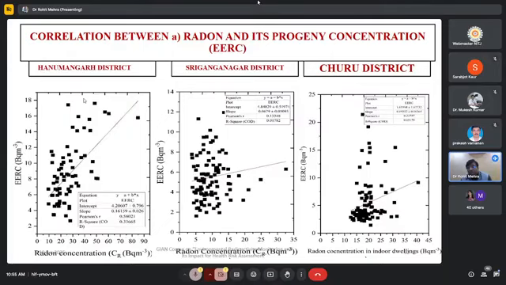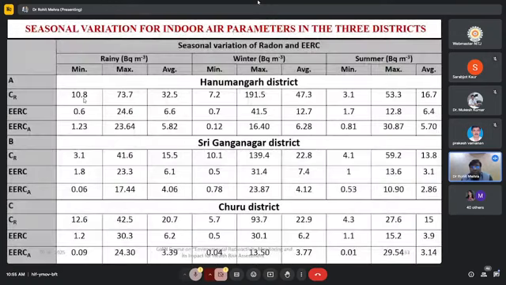Now with the advent of technology, with the development of the detection technique, we have to separate the main radon concentration from the effective equivalent radon concentrations. So these are the seasonal variations which we have presented for the rainy, winter and summer seasons. Generally in the rainy and winter seasons, the concentrations are a little bit higher.